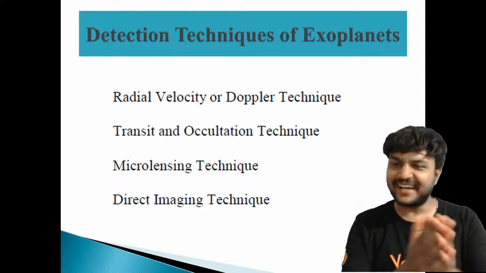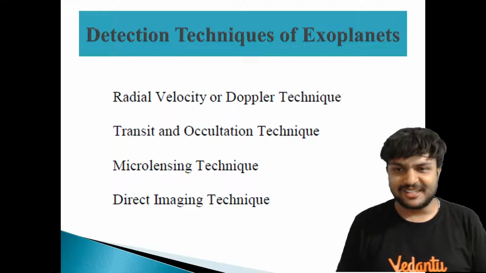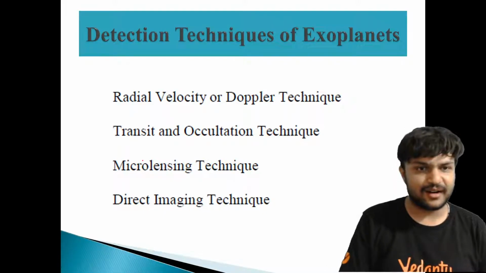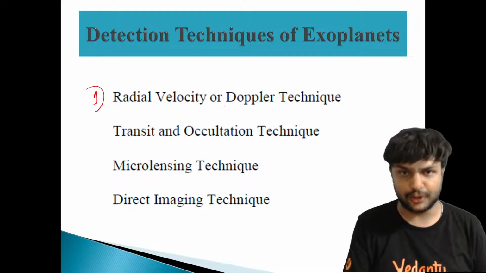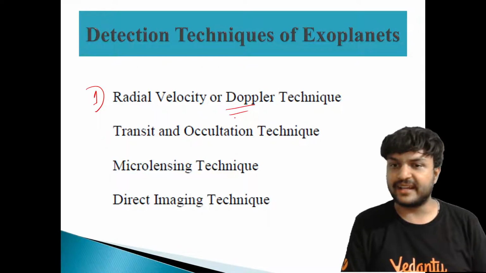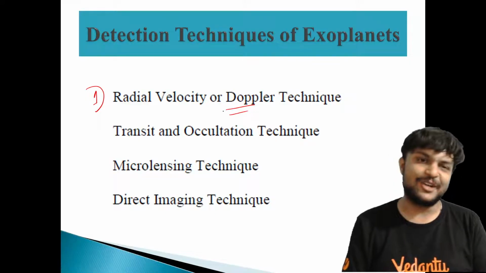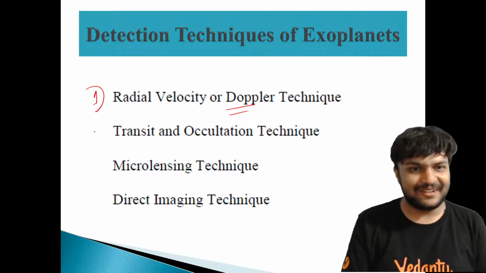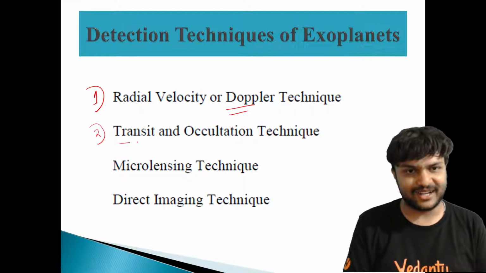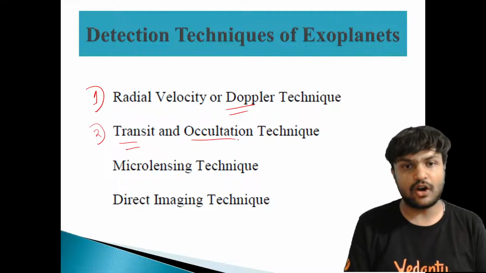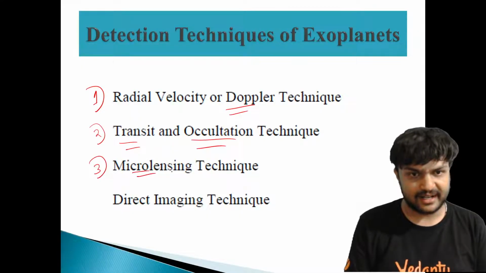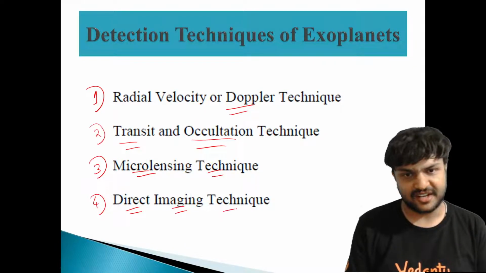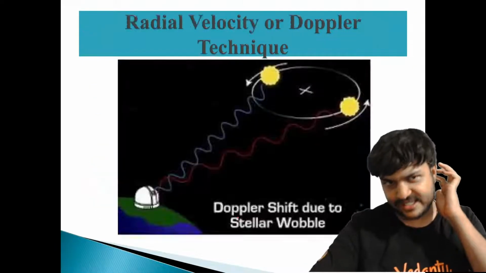And how do we detect these exoplanets? How do we detect them? These are the different ways in which we detect exoplanets. The first is called radial velocity or the Doppler technique. You would have studied the Doppler technique in sound. Similarly, we can study the Doppler technique in light. We can also study a technique called transit or occultation. And there is a microlensing technique. And the fourth, we call it the direct imaging technique. Let us go one by one and see what they are.